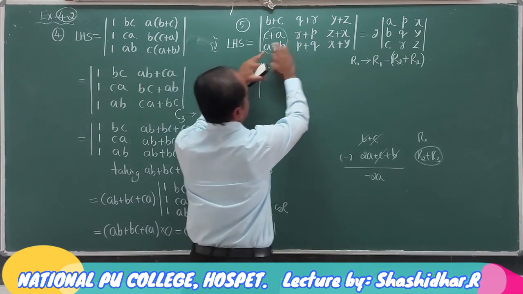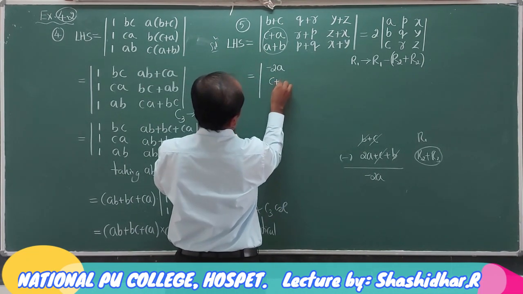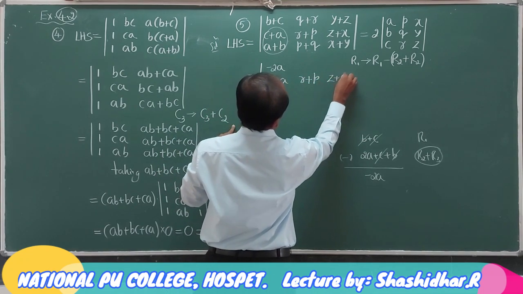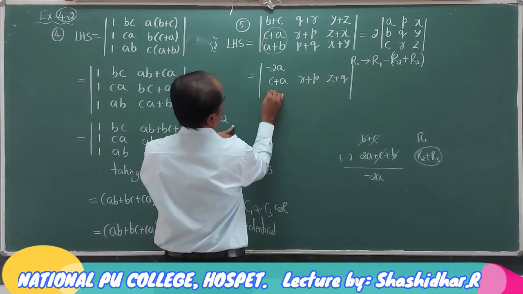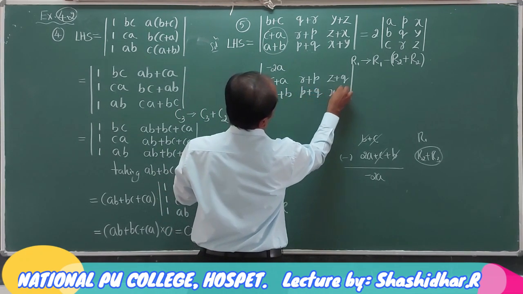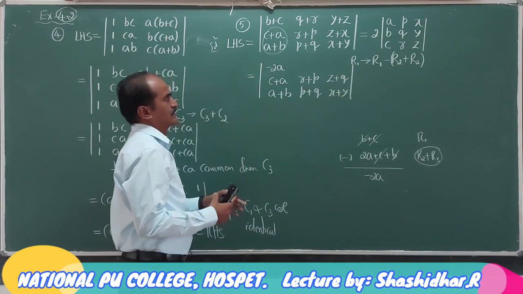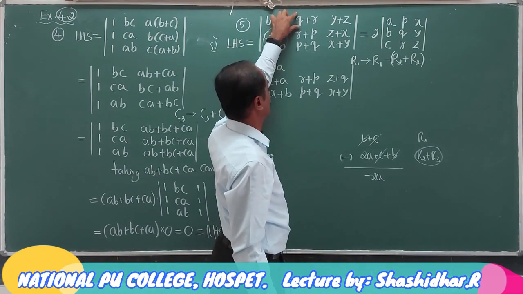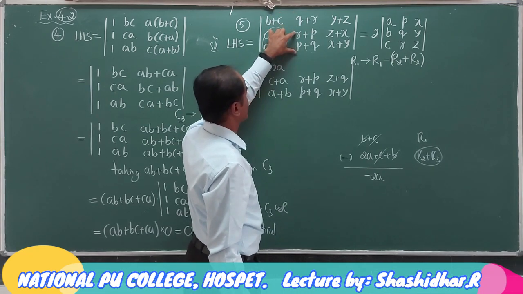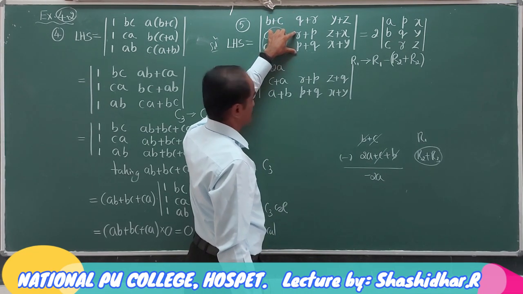I am not changing second and third row. Let them write as it is. C plus A, R plus P, Z plus Q. Third row, A plus B, P plus Q, X plus Y. Similarly, for Q plus R, I have to subtract R plus P plus P plus Q.